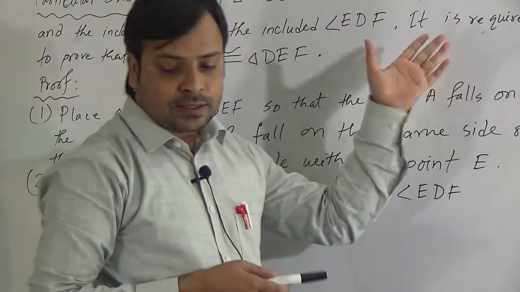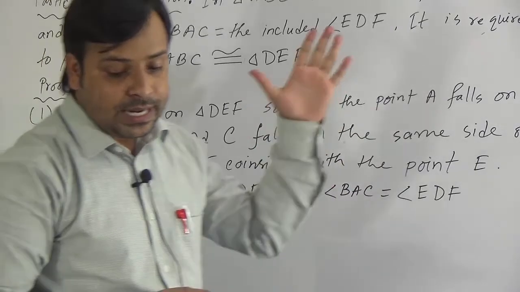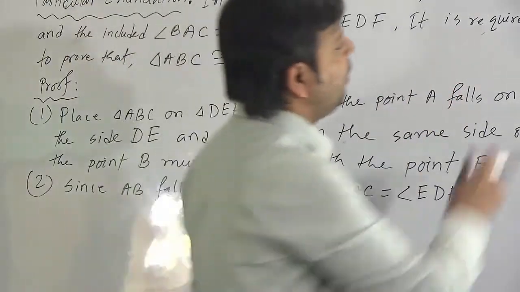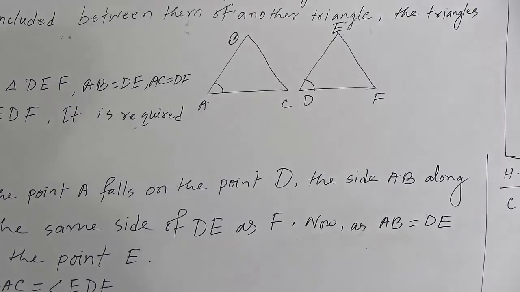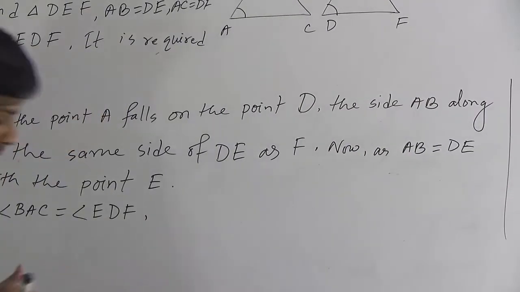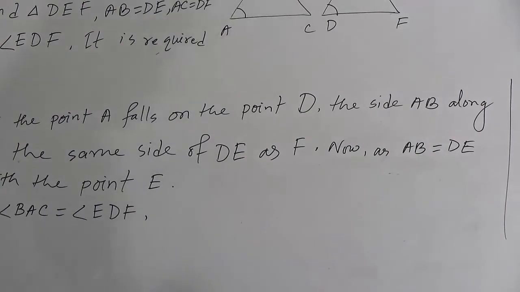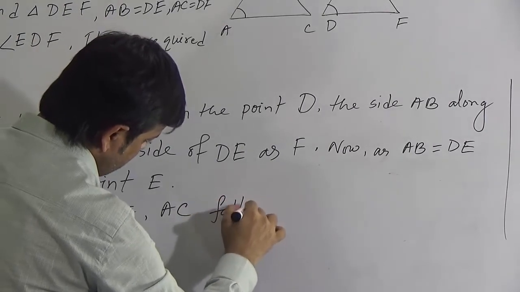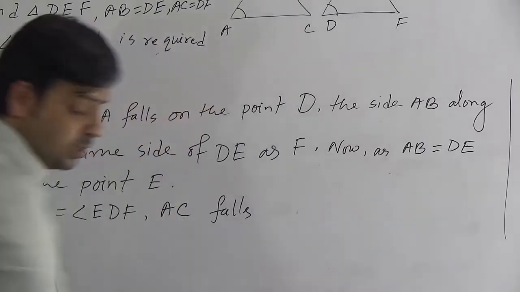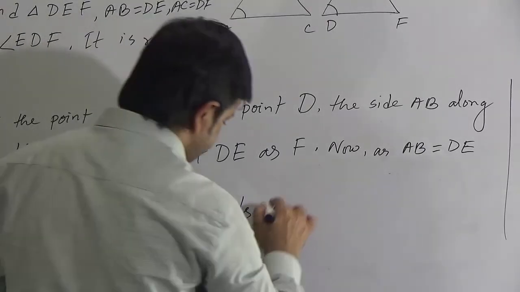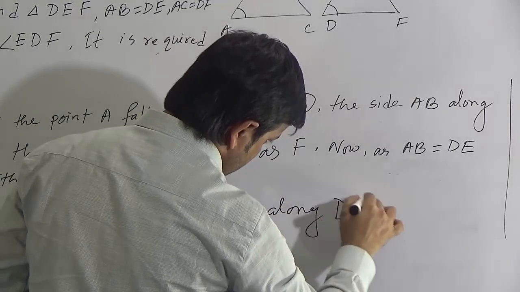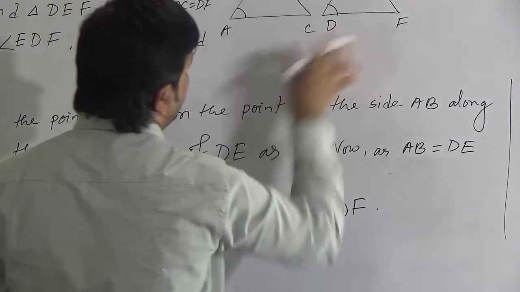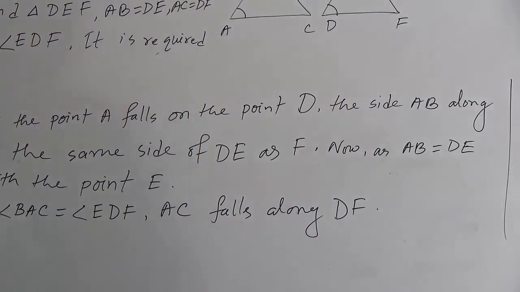So we can say the side AC must fall along DF. So we can write here, AC falls along DF. Now step 3.